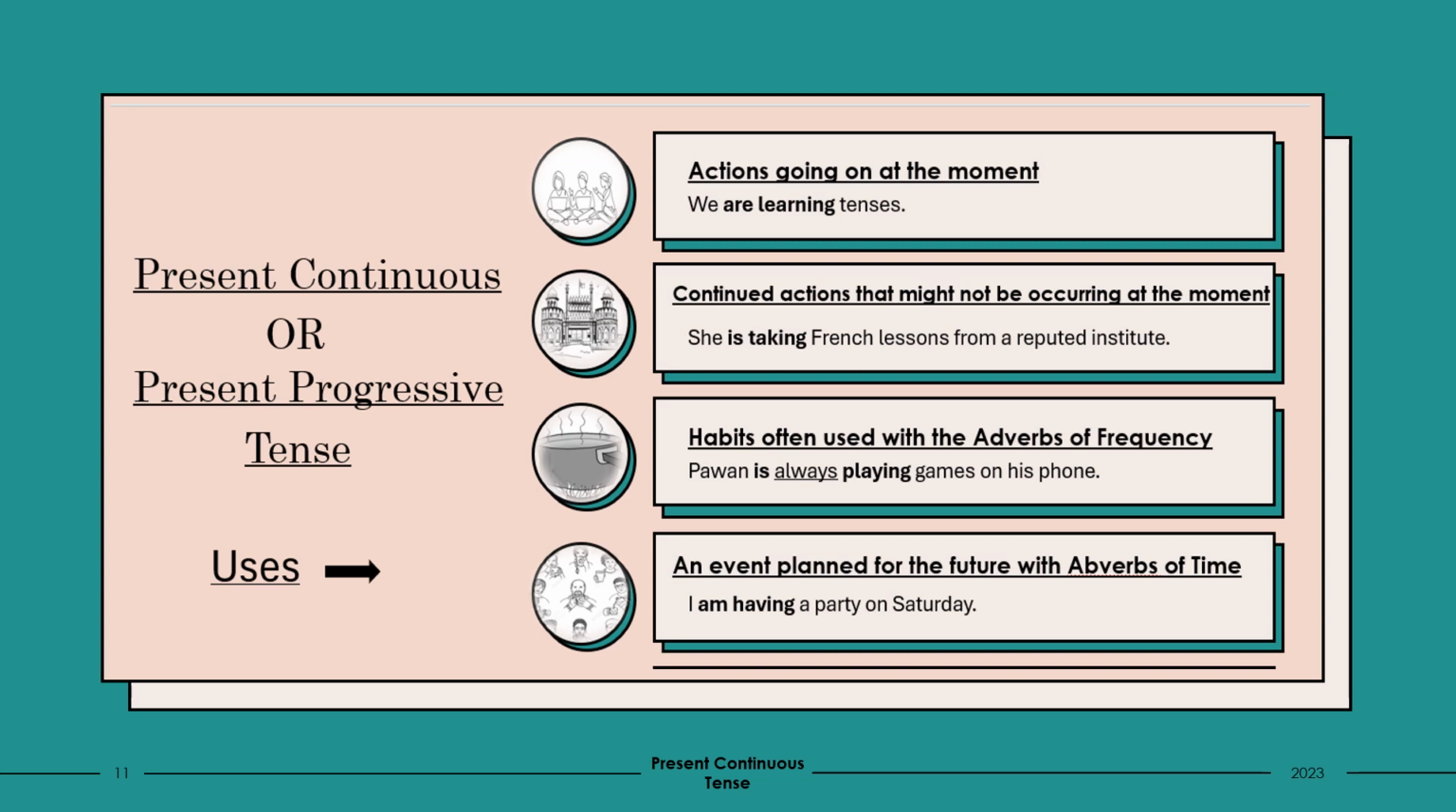And lastly, we have an event planned for the future with adverb of time. Okay, so instead of saying that I will go to a party on Saturday, I can also say I am having or I am going to a party on Saturday. So if we have a particular time, then we can represent future actions also with present continuous tense. Alright? So the planning can also be indicated using present continuous or present progressive tense.